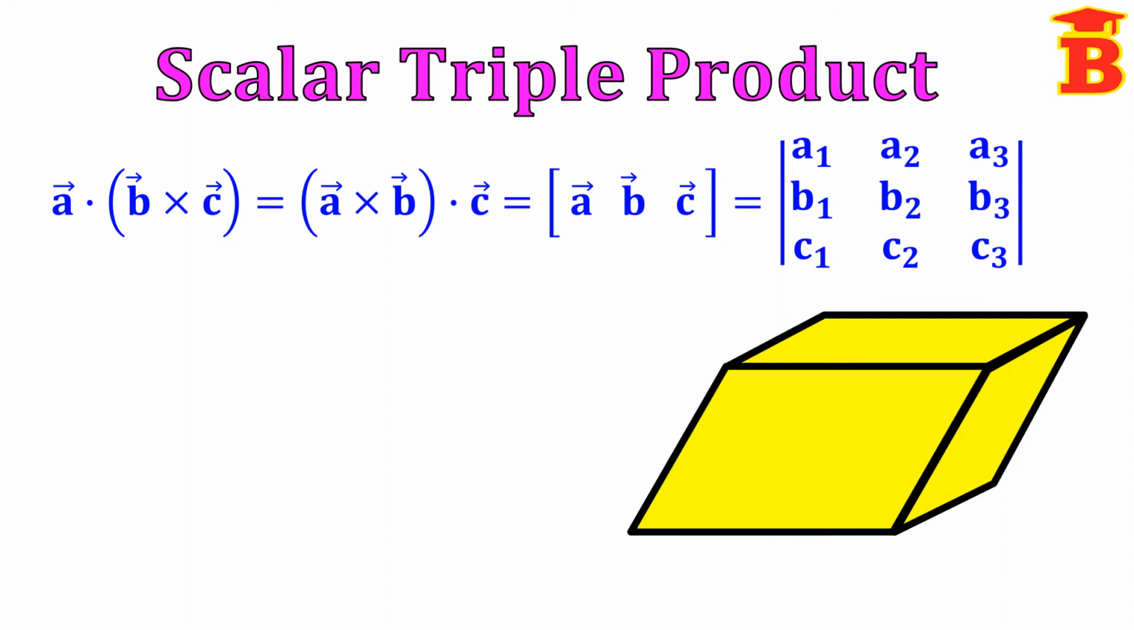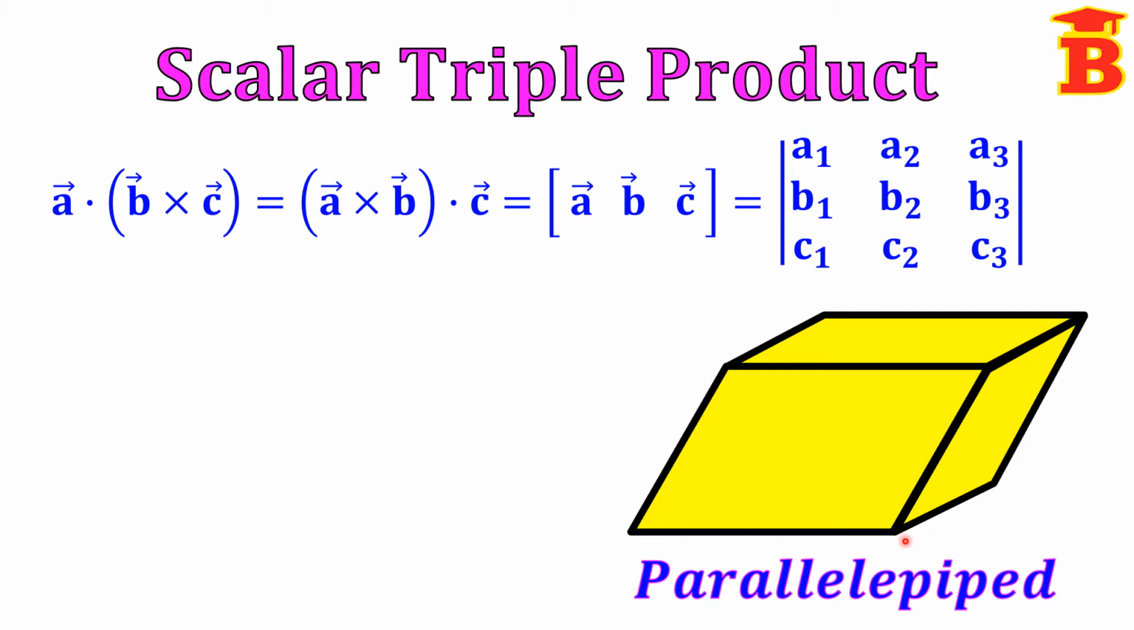The geometrical meaning of scalar triple product is the volume of this shape. This shape is parallelepiped, that is the three dimension of parallelogram. Here the three vectors A, B, C are the coterminous edges. For example, from this point we can take this as A vector, and this is B vector, and this is C vector. So like that, from the same point we take the three vectors on the edges of the parallelepiped.